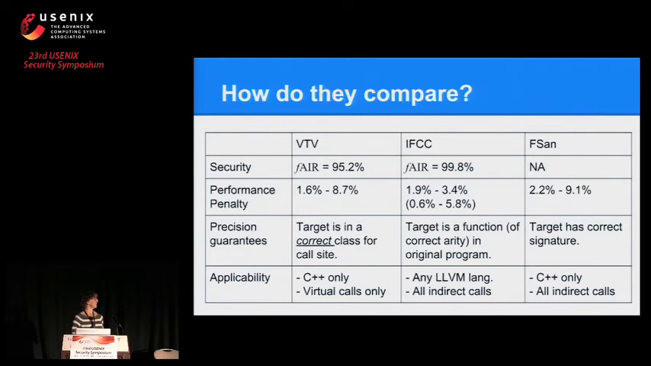The two different metrics that you see for IFCC are one where we implemented just the single jump table, and one where we had jump tables that were partitioned based on the number of arguments. Now, in terms of precision guarantees, as I said before, VTV is our most precise mechanism. It guarantees that the target of a virtual call is actually in a correct class for the call site. IFCC is a little bit less precise. It guarantees that the target function of any indirect function call, sorry about that, just a second.